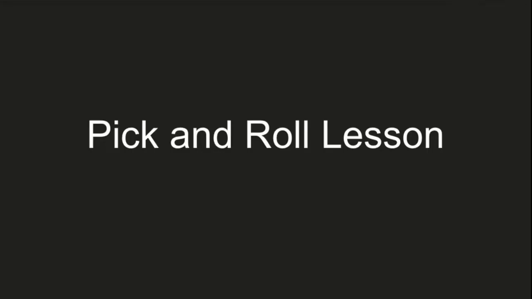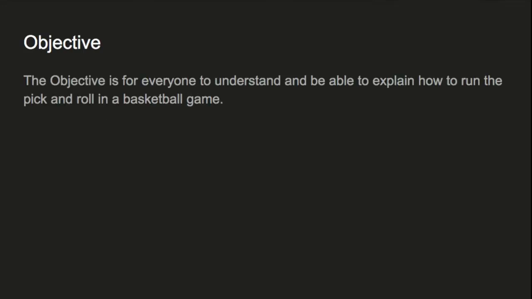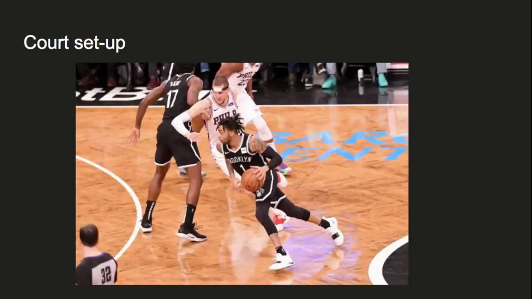Now we are going to go over the pick and roll lesson. So the objective is for everyone to understand and be able to explain how to run the pick and roll in a basketball game. The pick and roll is a tactic that is used in basketball. The tactic is a strategy that is used to achieve a specific end result, and in this case, we want to achieve a basket. So the pick and roll is a play that teams usually use to score a quick bucket in their game.